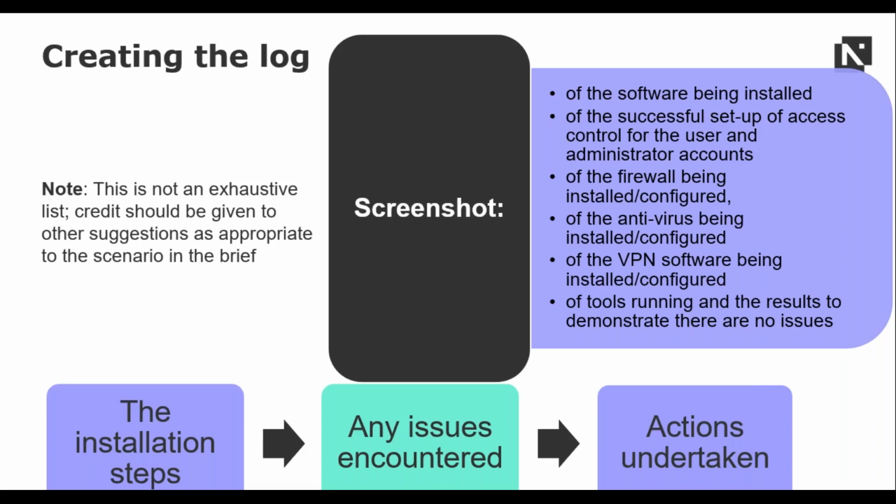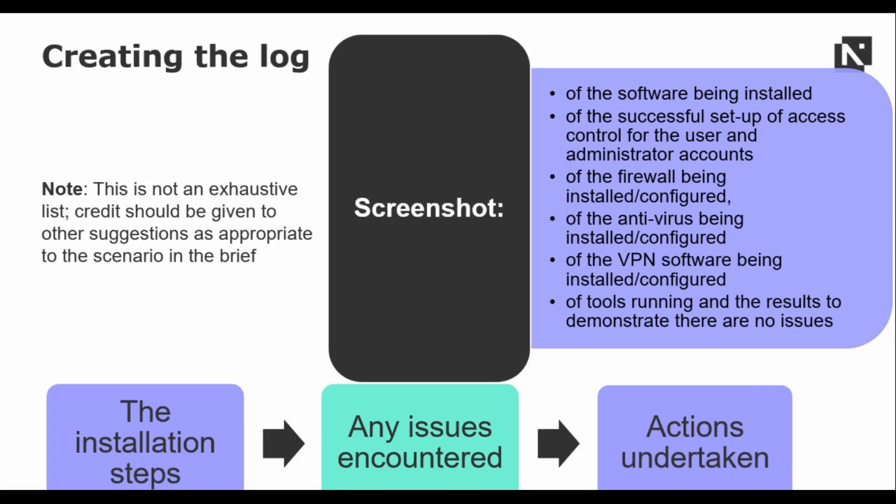There should also be evidence of the machine successfully running, for example, the user logged into the system, screenshots of the successful setup of access control for the user and administrator accounts, for example, setting up a local administrator account on the supplied device, screenshots of the firewall being installed and configured, for example, a configuration screen in Windows Defender Firewall to demonstrate system configuration, screenshots of the antivirus being installed and configured, for example, a configuration screen in Windows Defender or other suitable program to demonstrate system configuration, screenshots of the VPN software being installed and configured.